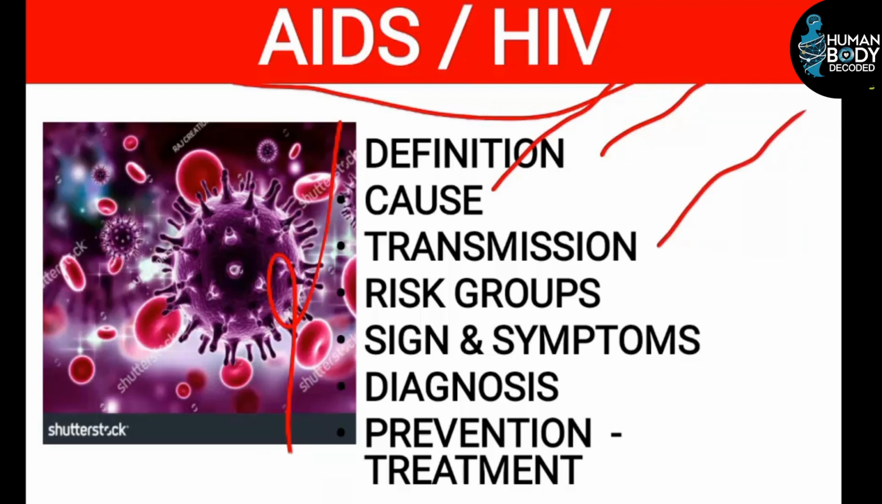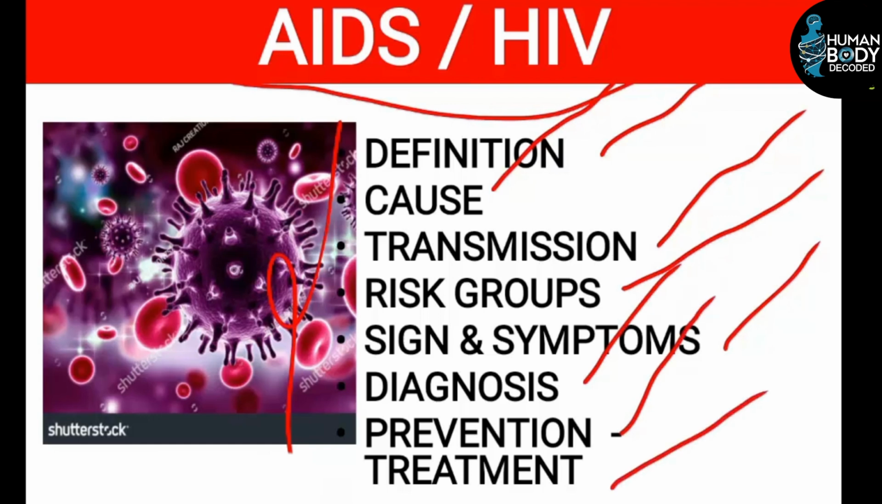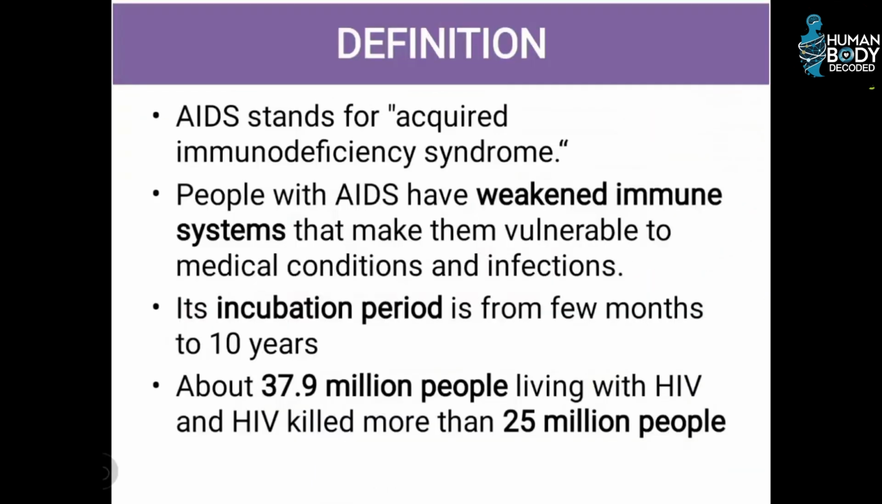What is its transmission? What are its risk groups? What are its signs and symptoms? Then we will see how its diagnosis is done. After that, we will see how we can prevent AIDS. Then we will study the treatment of AIDS. If someone gets AIDS, what is its treatment? So let's start. First, we will see what AIDS is.